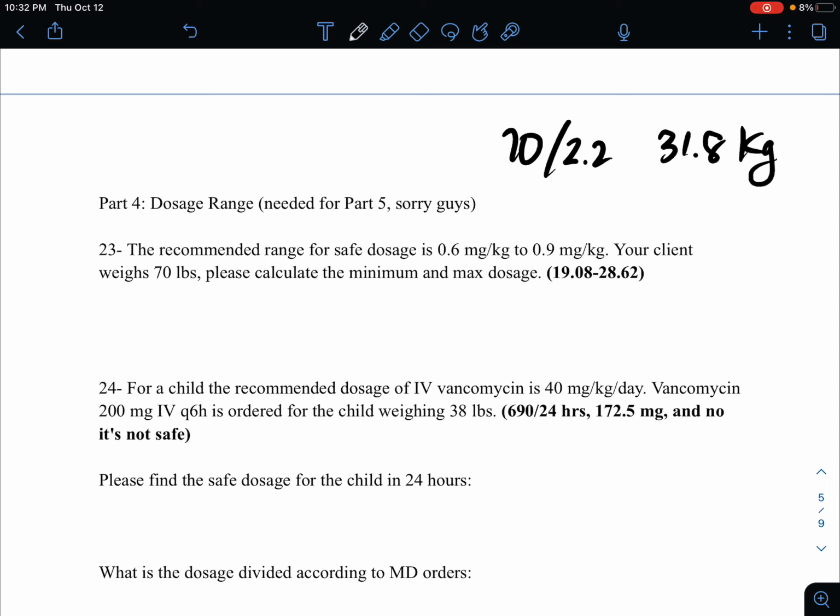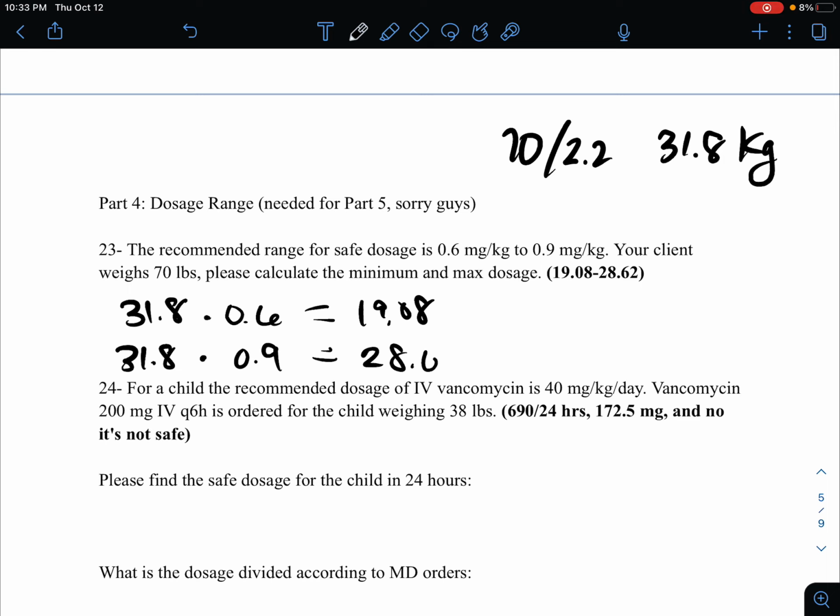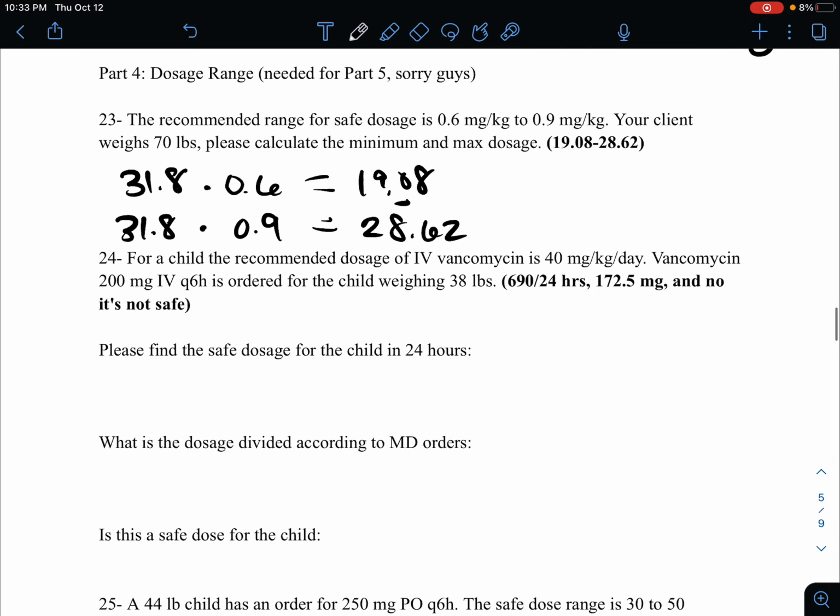And so since it's milligrams a kilogram, you're going to do 31.8 times 0.6, and 31.8 times 0.9. This should give you your answer. So we'll go ahead: 31.8 times 0.6 is 19.08, and 31.8 times 0.9 is 28.62, right? And this is your safe dosage range. So anything below, it won't work. Anything above is too toxic.